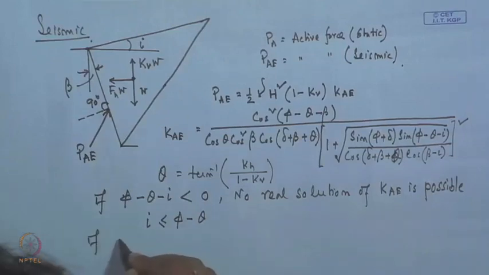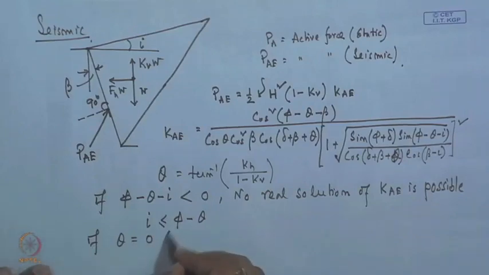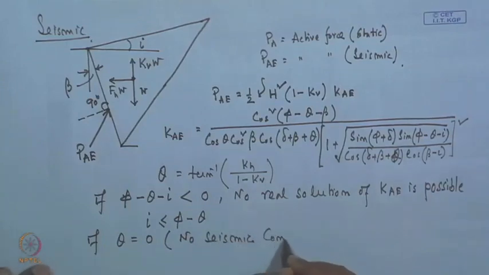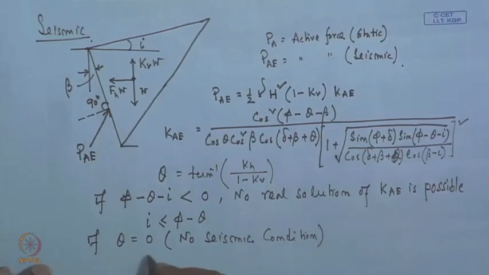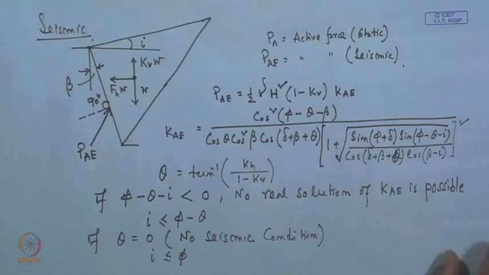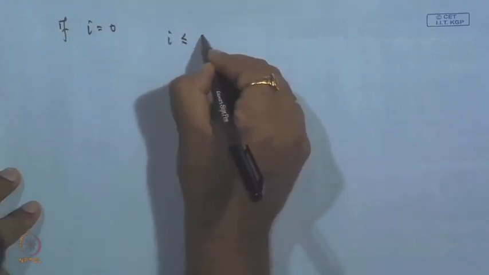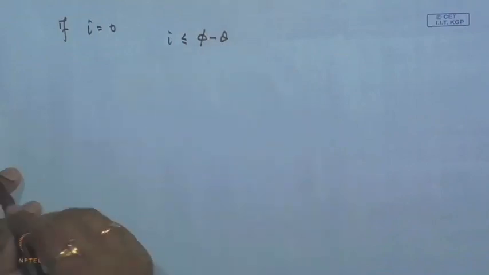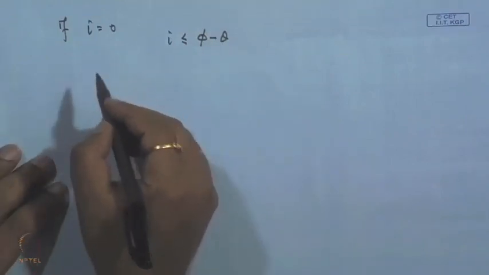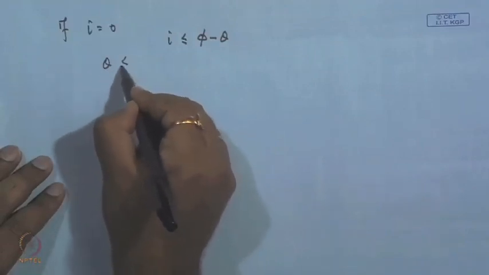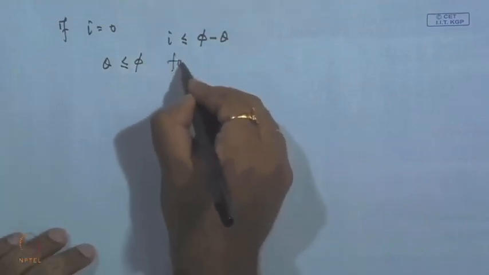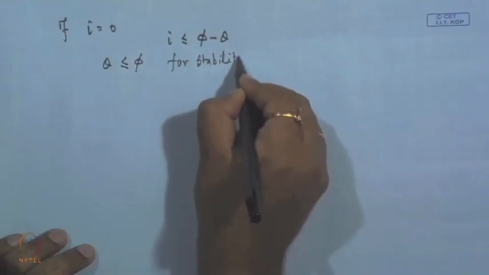Now, another condition: if theta is equal to 0, that means no earthquake or no seismic condition, then for stability i should be less than or equal to phi. And the third one is, if i is equal to 0, then for stability theta should be less than or equal to phi.